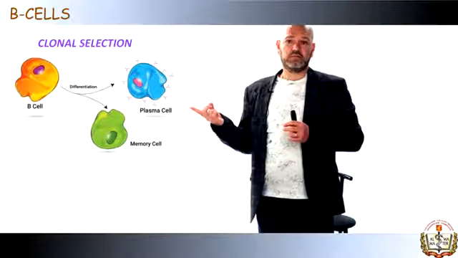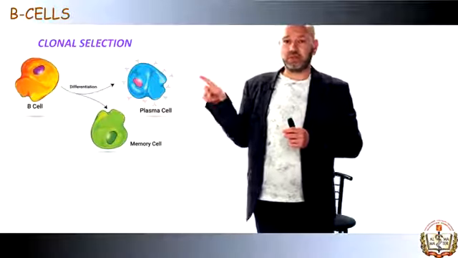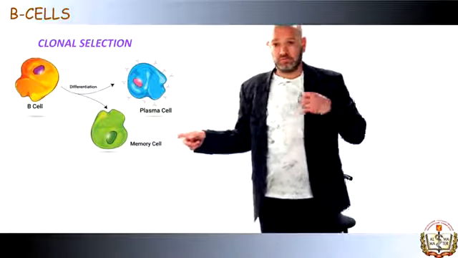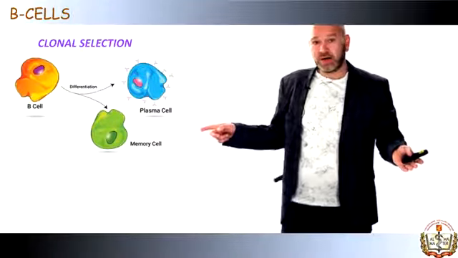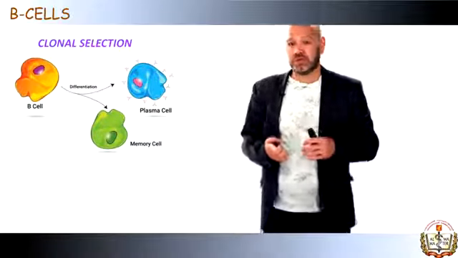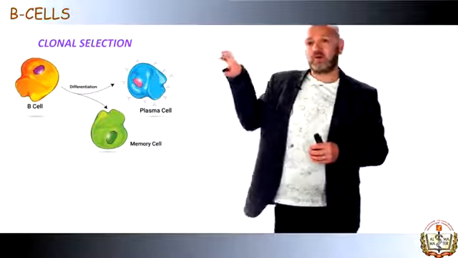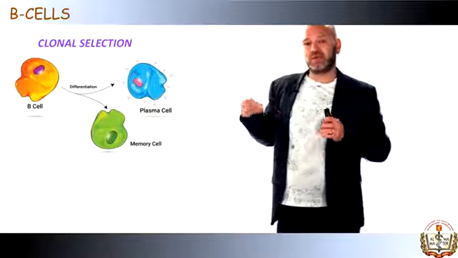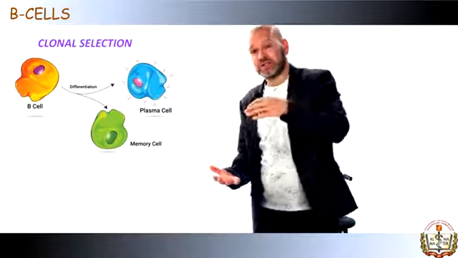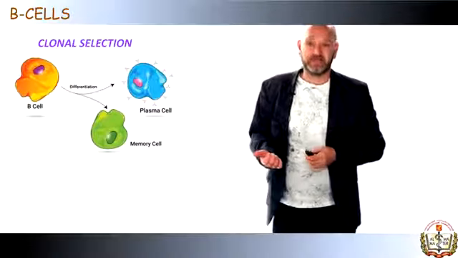This clone, in the case of B cells, is a B plasma cell and a B memory cell. They will be activated against the same antigen. B cells are antigen specific. And that phenomenon, when one single cell gives rise to two independent clones, but against one single antigen, is known as clonal selection.